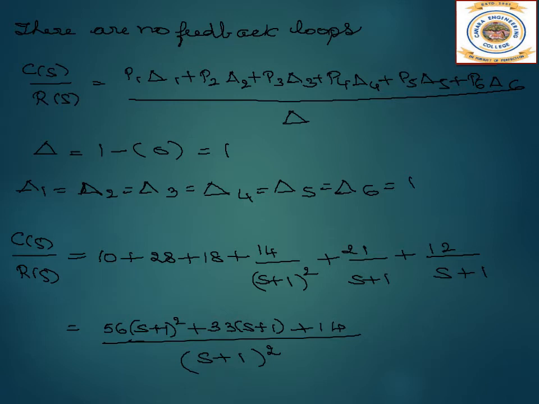14. After simplification we get this answer as 56s square plus 145s plus 103, whole divided by s plus 1 the whole square. So this is the answer for the transfer function. Simplify from here, you get this as the final answer.